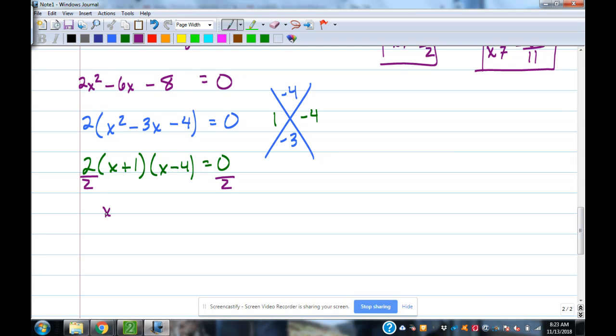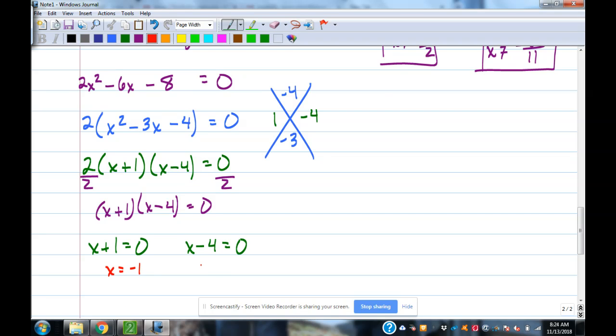So it's just x plus 1, x minus 4 equals 0. You could have actually divided by 2 at this step when we factored it out. It'd been the same math working. And I'm fine with that. It doesn't matter which way you do that. Okay. Now, what do I do with each of these factors? Set them equal to 0. So x plus 1 equals 0. X minus 4 equals 0.